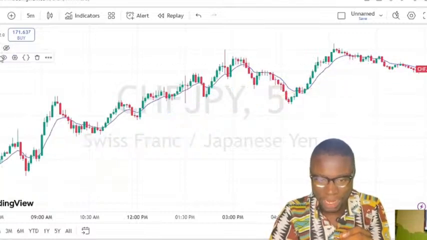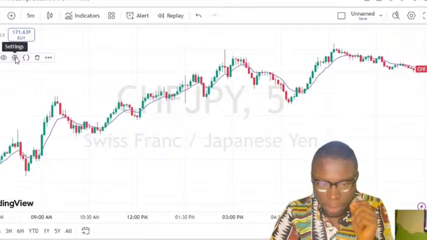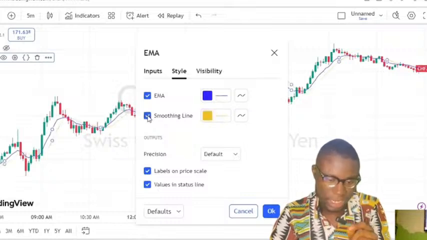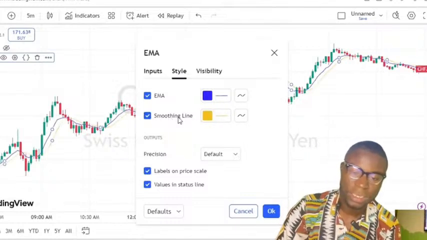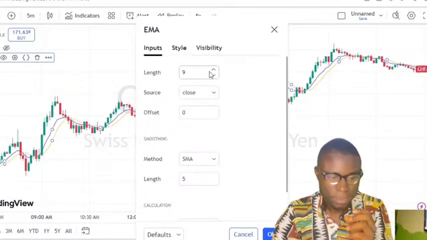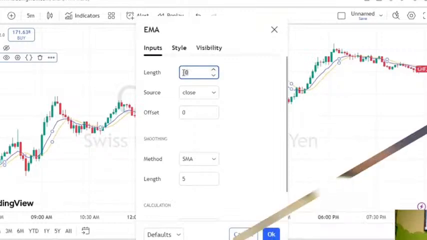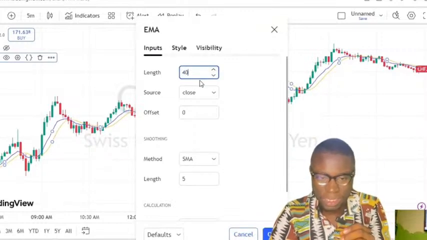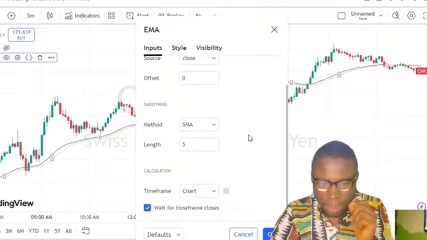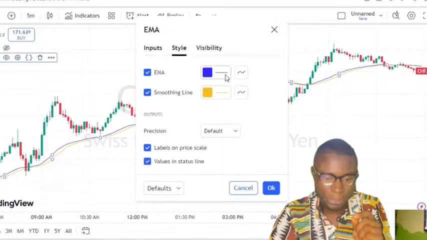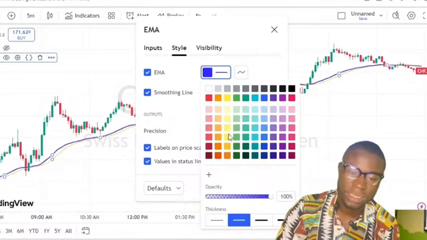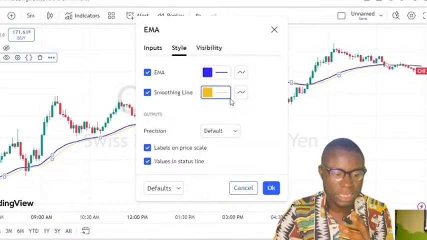So what you're going to do is come to the settings, this setting icon here, click on it. It's going to appear like this. Check this box, the smoothing line, click it, and then come to inputs, click this, select and type in 40. Okay, 40, that's what I want. Then leave everything else the way it is. Come back here. We want to make the line bigger. Then we also want to make this one bigger.